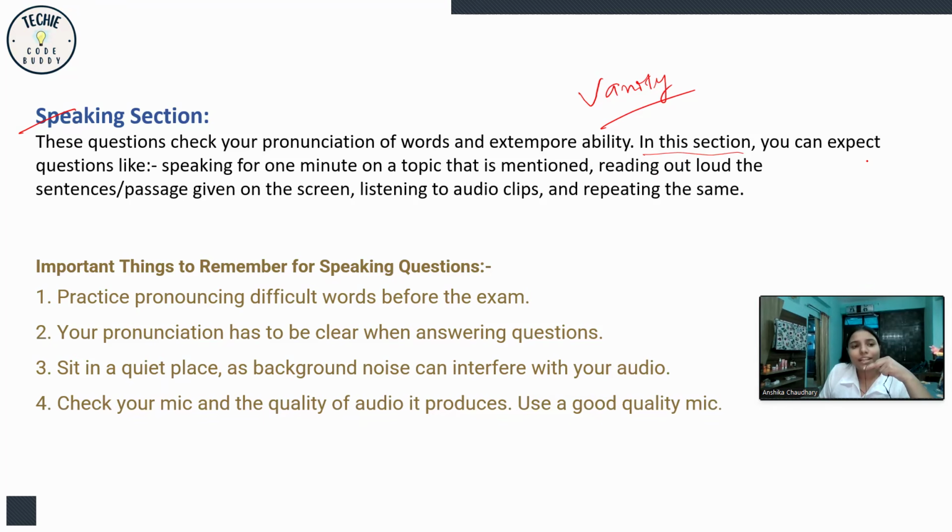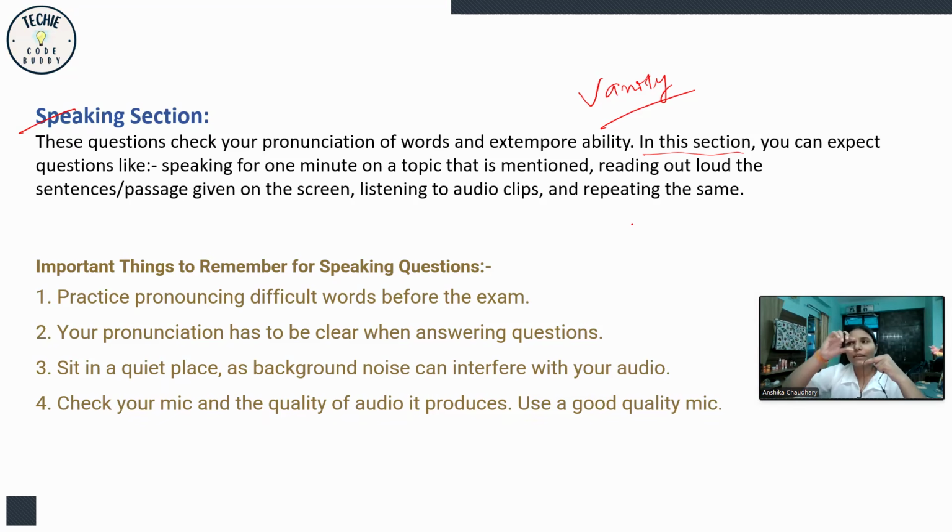Now, in this section, you can expect questions like speaking for 1 minute on a topic that is mentioned, reading out loud the sentences or passage given on the screen, or listening to audio clips and repeating the same. Basically, whenever they need to check your speaking or communication skills, they will give you a short topic, suppose COVID-19 or education, some random easy topic, so that you can speak on it for 1 minute, or maybe 30, 40 or 45 seconds.